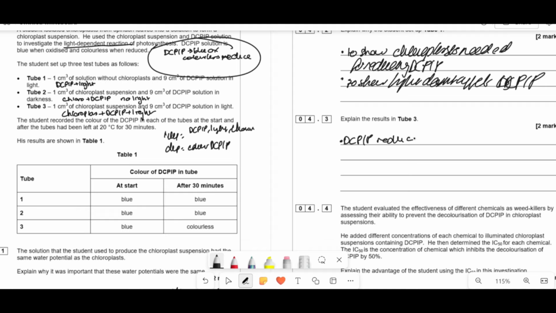But remember how I said before, you can't just give electrons to something without saying where it's come from, because when you reduce something, something else has to be oxidized. So you need to think where those electrons came from. So it's DCPIP is reduced by electrons. Those electrons are from the light-dependent reaction, or so you're going to be specific, the chlorophyll.